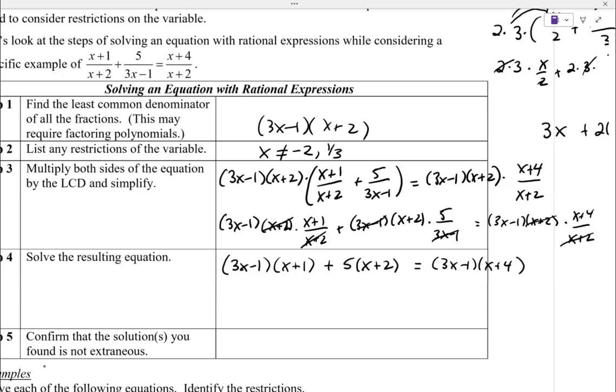So now at this point, we need to multiply everything out and solve for x. Okay? Do all our distributions. So what do you get when you multiply out this first product here, the 3x minus 1 times x plus 1? What do you get?